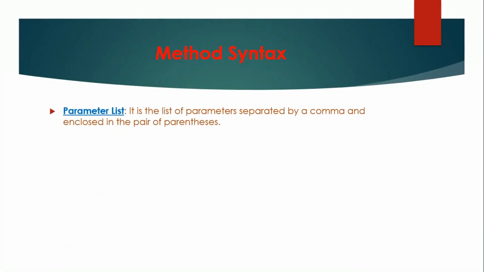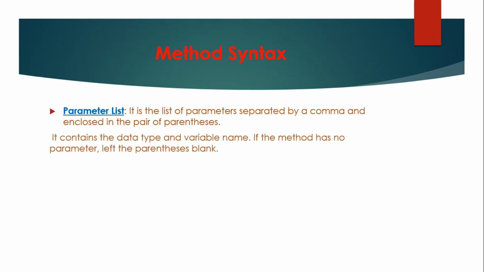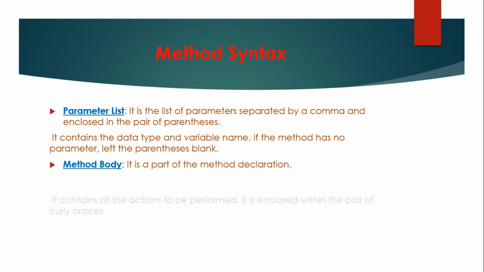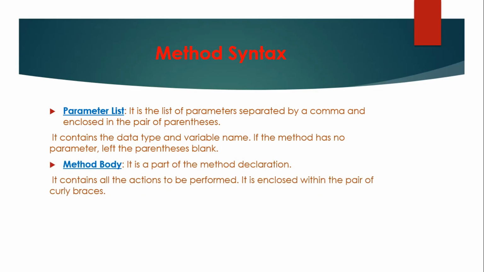Parameter list. It is the list of parameters separated by a comma and enclosed in a pair of parentheses. It contains the data type and variable name. If the method has no parameter, leave the parentheses blank. Method body. It is the part of the method declaration. It contains all the actions to be performed inside the method. It is enclosed within a pair of curly braces.